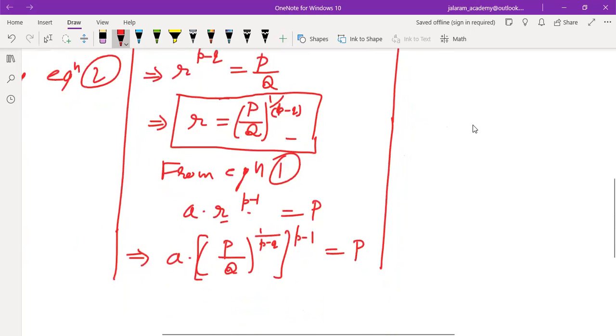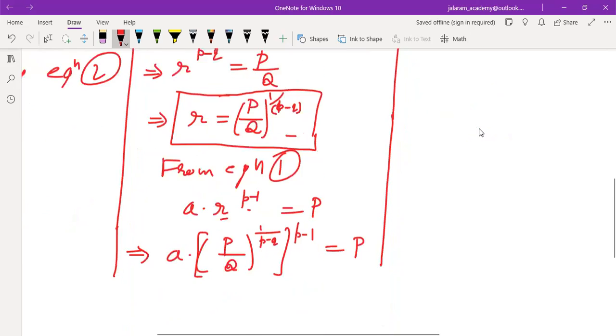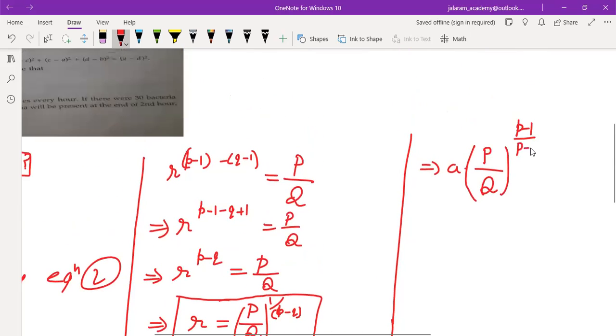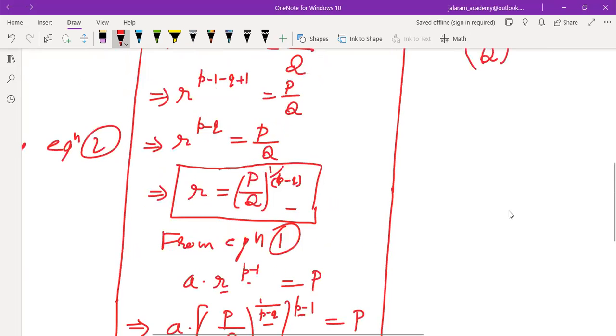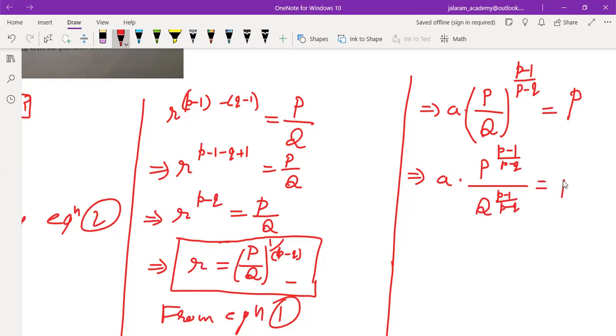A into capital P upon capital Q whole to the power p minus 1 upon p minus q equals, this is not p minus q, the power will be multiplied, equals capital P, which is equal to A into P to the power p minus 1 upon p minus q over Q to the power p minus 1 upon p minus q equals capital P.